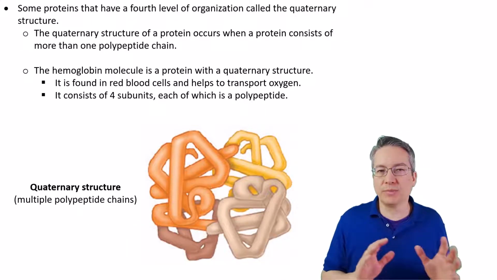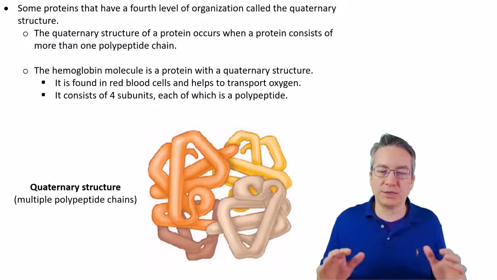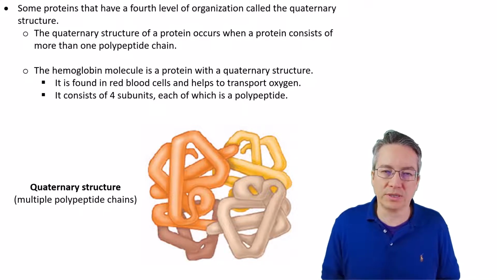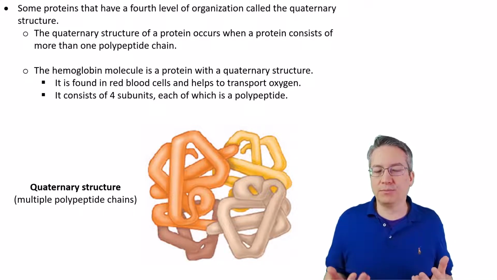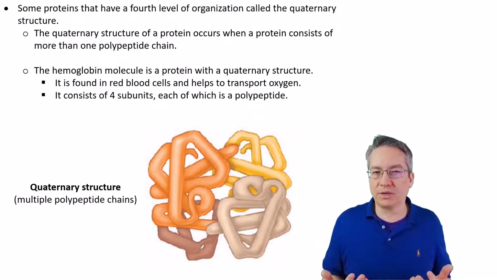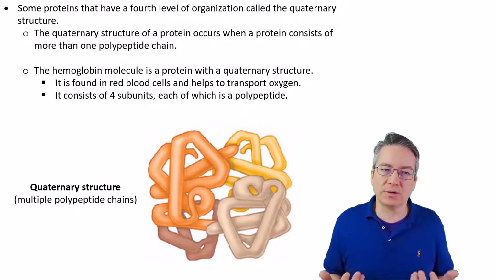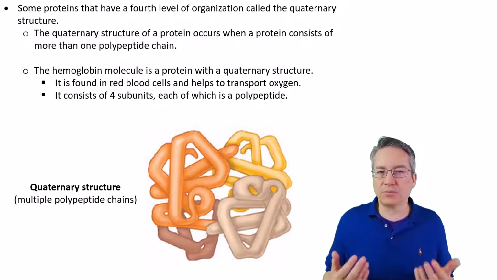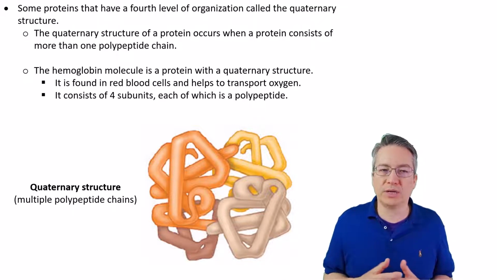Now, that's it for many proteins. A lot will just stop. The tertiary structure is the last level of organization. But there are some proteins that actually have a fourth level of organization. This is called the quaternary structure. A quaternary structure of a protein occurs when a protein consists of more than one polypeptide chain.